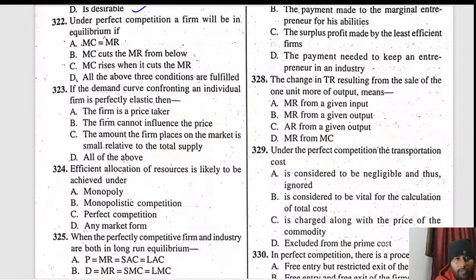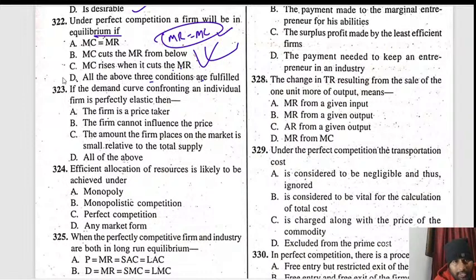322. Under perfect competition, a firm will be in equilibrium if. In perfect competition, the firm will be in equilibrium if MR equals MC. MC cuts MR from below, always correct. MC rises when it cuts MR, sure. All of the three conditions are fulfilled. So for question number 322, the correct option will be D. Moving ahead to question number 323.